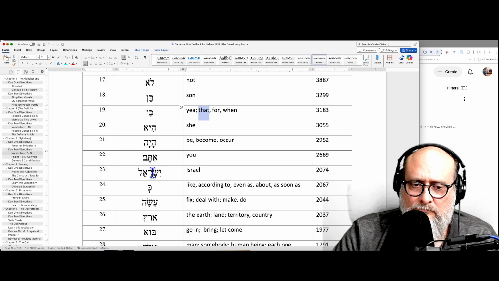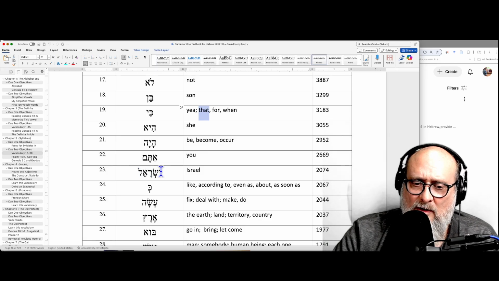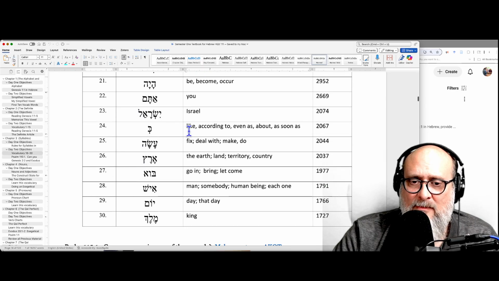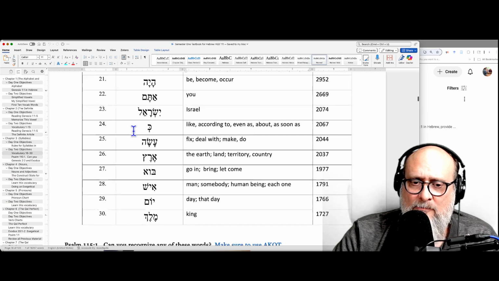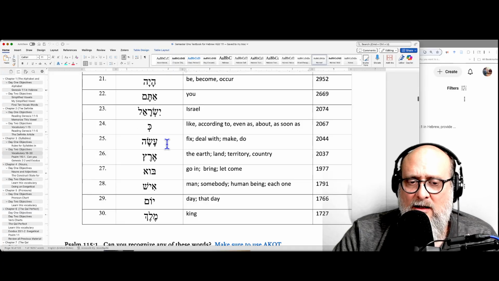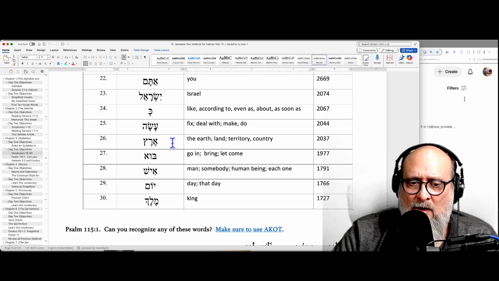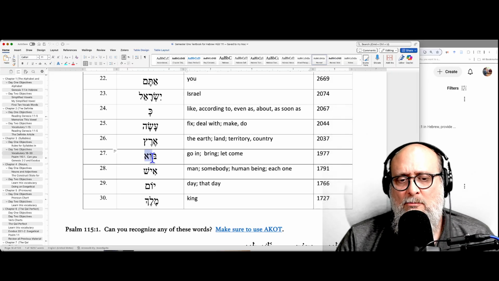Israel, an initialism, I guess, the man who wrestles with God or something like that. Ke is like or as. It will be attached to the word it follows. Ki will not be attached. So ke is like. Asa is do, make, or act. Eretz appears everywhere. Land. And then we come to bow.